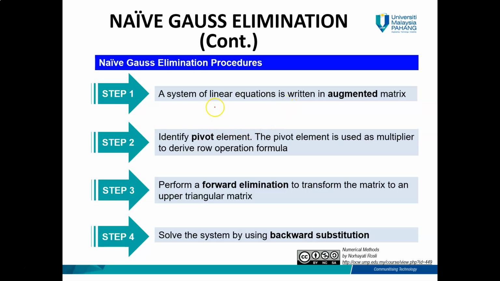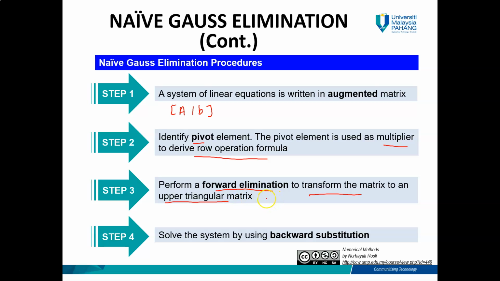For step number one, if you have a linear equation you can write it in augmented matrix. What does it mean by augmented matrix? The augmented matrix is a matrix where we only consider the A matrix and also the B vector. And then from here, you need to identify the pivot element. The pivot element here is used as a multiplier to derive the row operation formula. I will go into detail on what it means by pivot element in the next slide. Based on this, we need to perform forward elimination to transform our matrix into an upper triangular matrix.